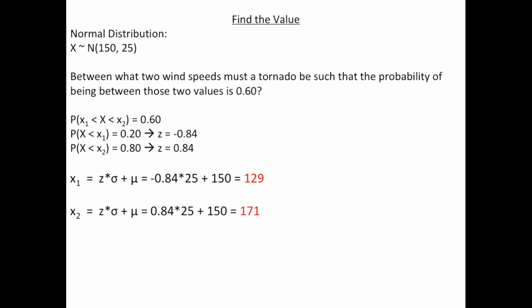And so in this problem, I found that 60% of the distribution falls between 129 and 171 mile per hour winds. You can see how to do all of these examples on a graphing calculator in the next video.